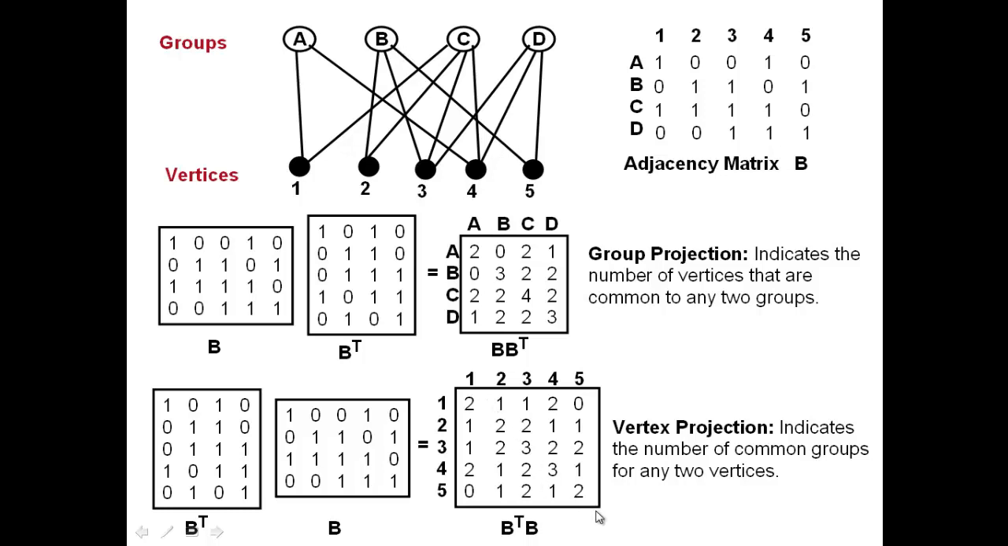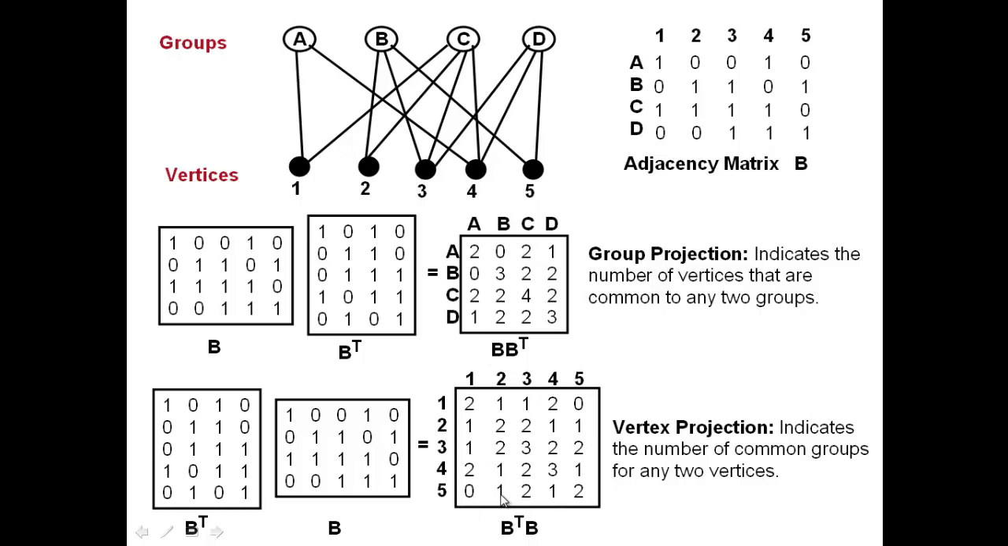So the diagonal basically indicates the number of groups to which a particular vertex is affiliated. So for vertex 3, we have 3 because vertex 3 is affiliated with 3 groups. What are the common groups? That's the same as telling the number of groups that a particular vertex is associated with. Vertex 2 is affiliated with 2 groups, that's why you have 2 in the diagonal. Vertex 1 again has 2 groups affiliated with it. So that's how you get the vertex projection matrix.